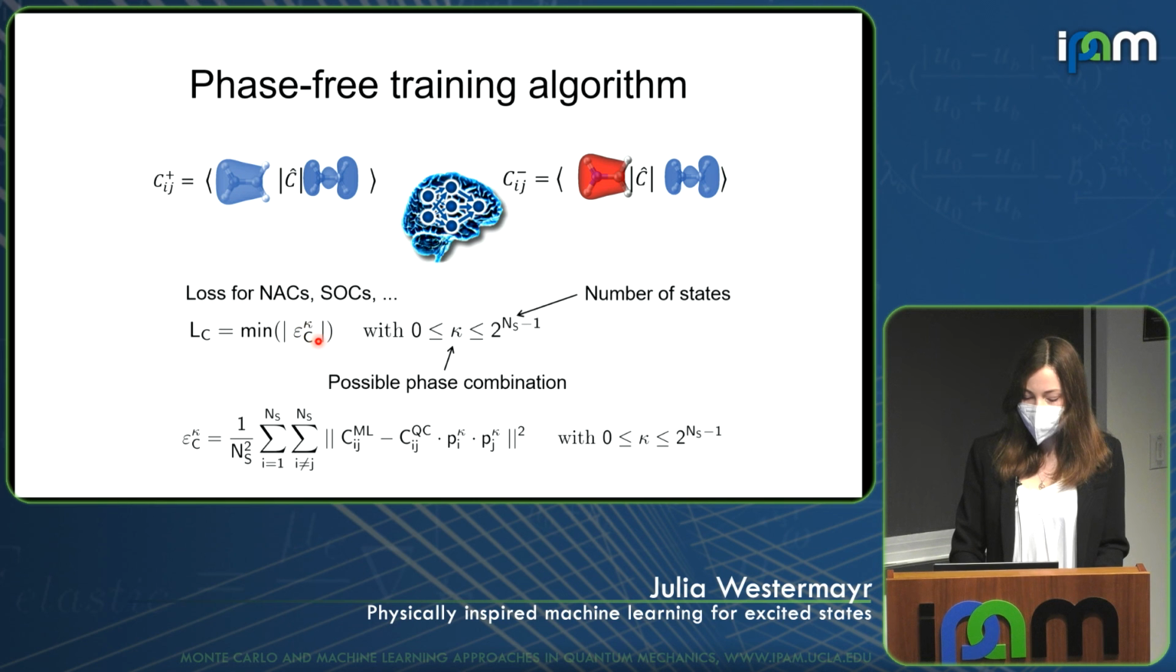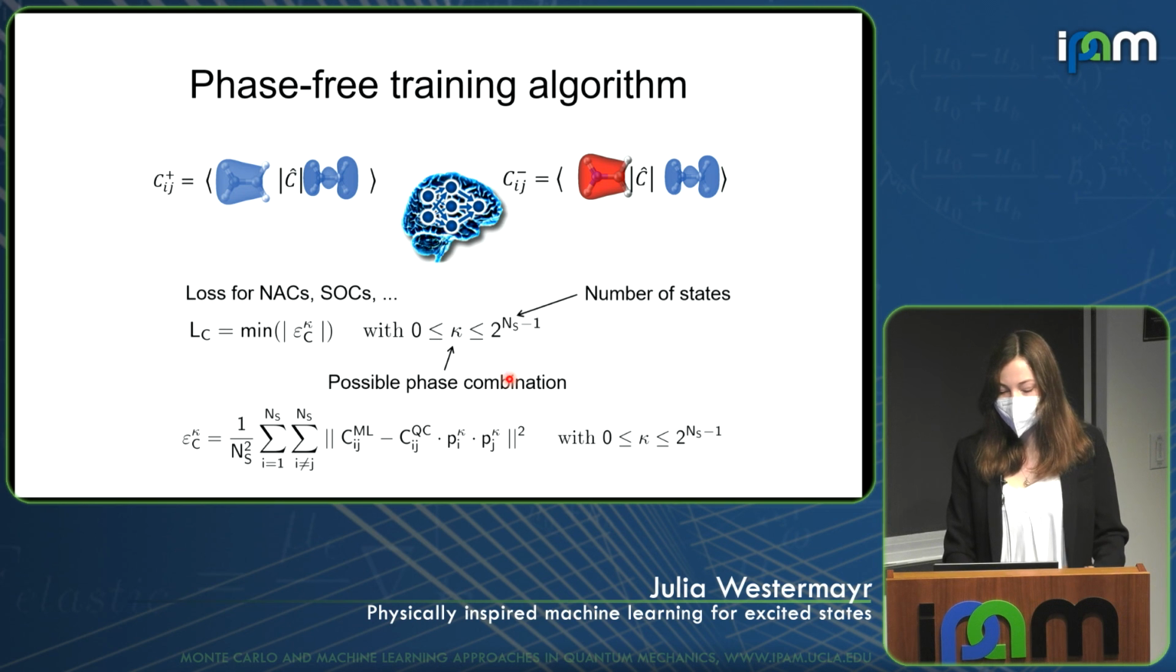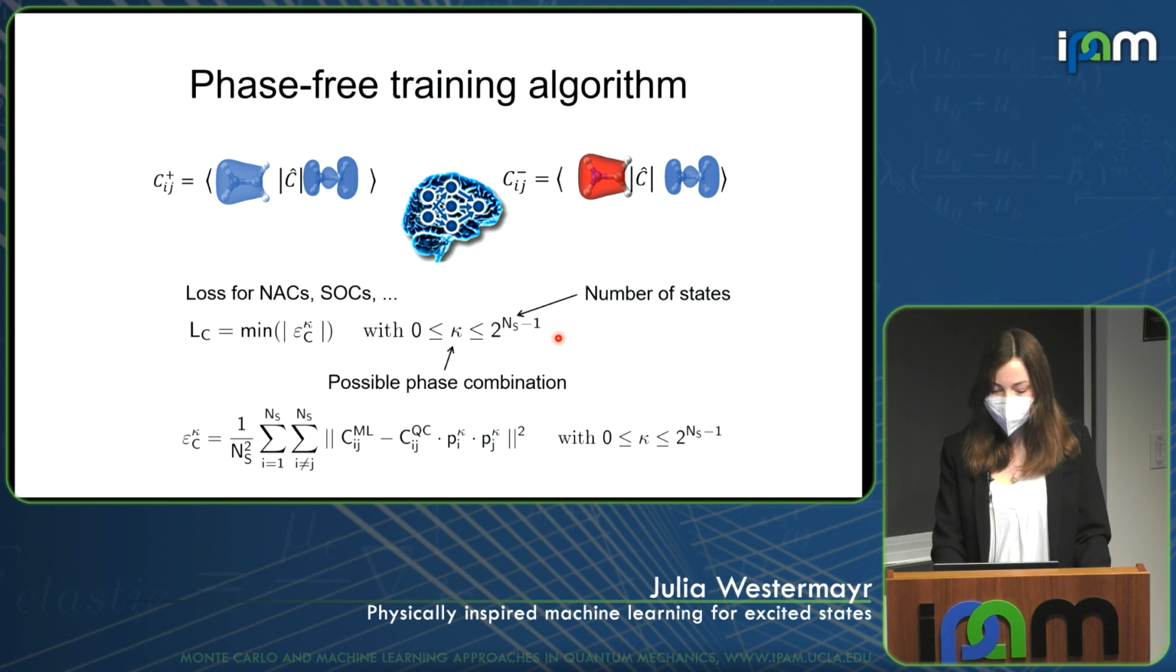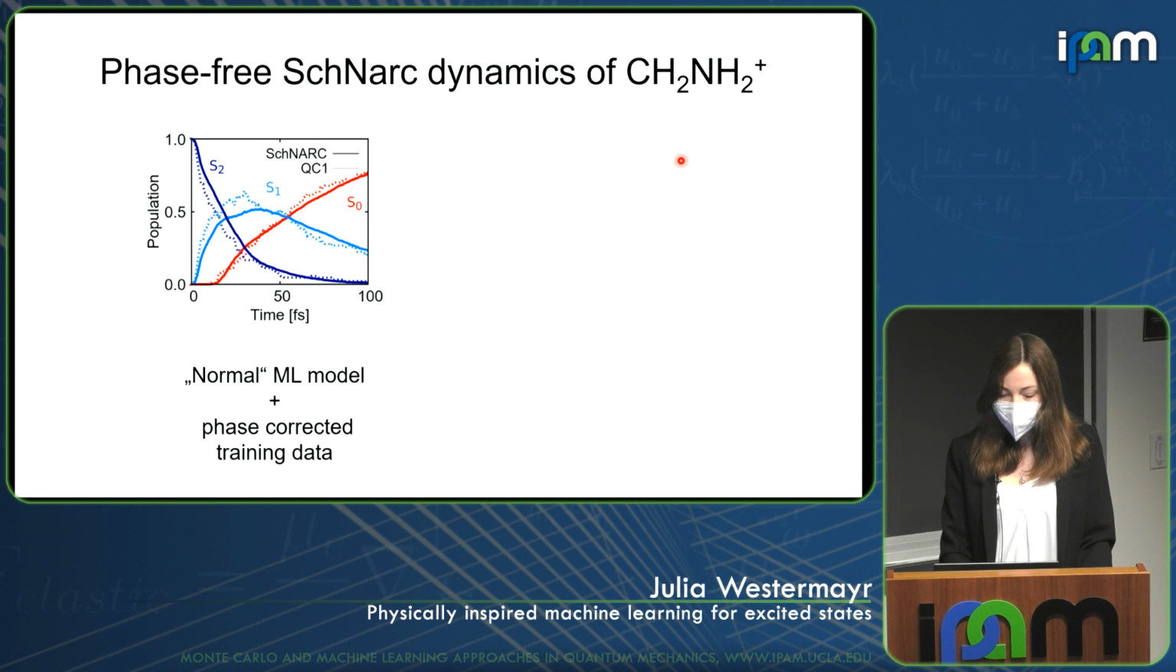It is basically the minimum of a vector. And this vector contains the error between machine learning predictions and quantum chemistry reference data point that is multiplied with the phase of state I and phase of state J. So this vector has as many errors as possible phase combinations for every state, and the number of phase combinations is 2 to the power of number of states minus 1. For a few states, this works very well, but the more states we get, the more expensive this approach becomes. So we validated this for the methylene-ammonium cation.